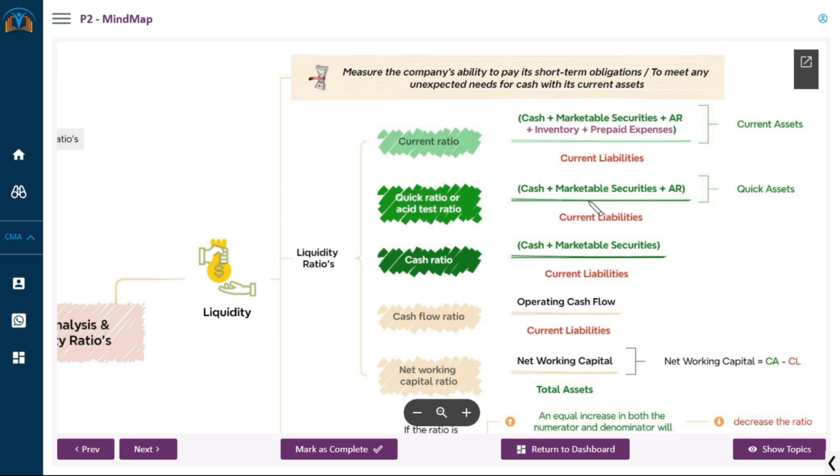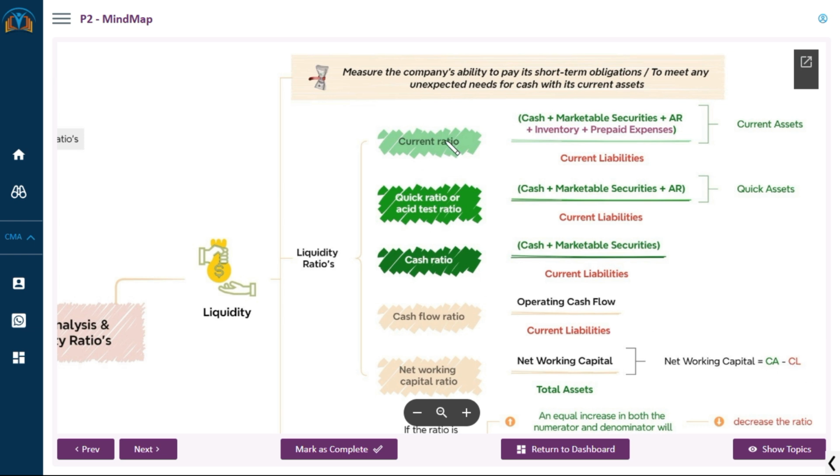In acid test ratio, what is included? Cash, marketable securities plus accounts receivable by current liabilities, and cash plus marketable securities plus accounts receivable is your quick assets. In cash ratio, we include cash plus marketable securities by current liabilities. In cash flow ratio, we have operating cash flow by current liabilities. And the last ratio in liquidity ratio, we have net working capital ratio. Net working capital ratio is net working capital divided by total assets. So what is net working capital? Net working capital is the difference between current assets and current liabilities.